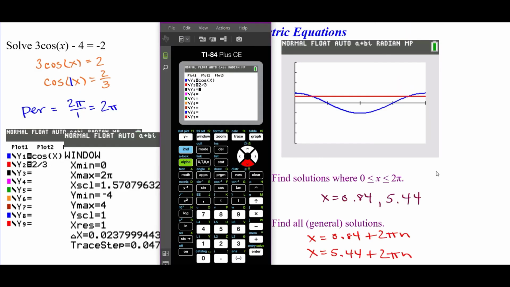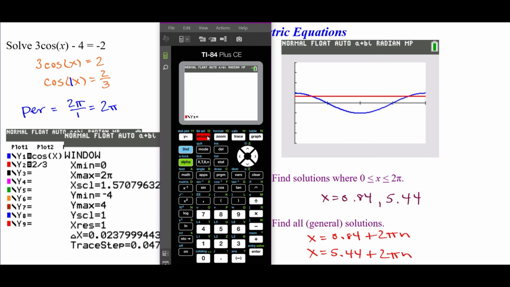Okay, if we take a look here at how we could solve these using your calculator, the calculator is going to give you approximate, decimal values. So the first thing that you would want to do, I would still solve so that you have isolated your trig ratio, sine, cosine, or tangent, and then your constants are all on the other side, and you still want to find the period. Then in your y1, put the left side of the equation, and in your y2, put the right side of the equation. So you can see here I did cosine x and 2/3.